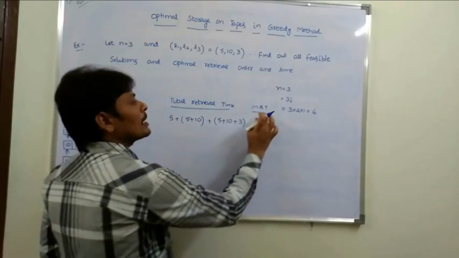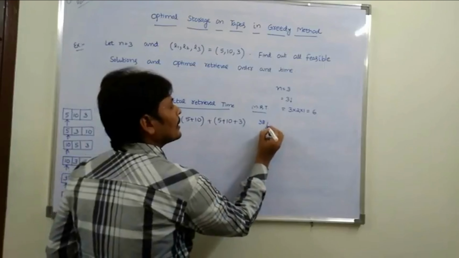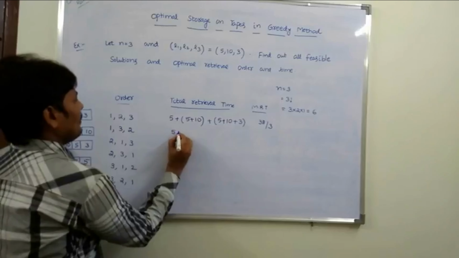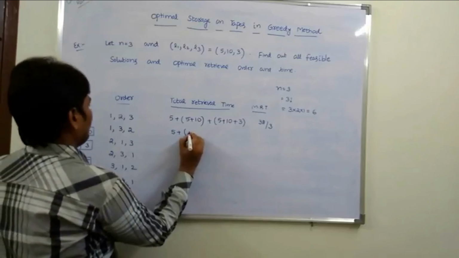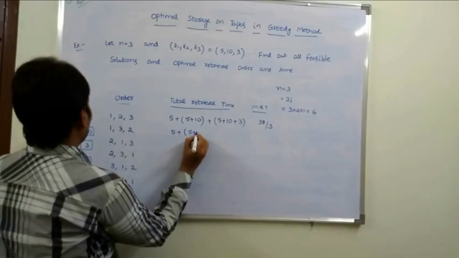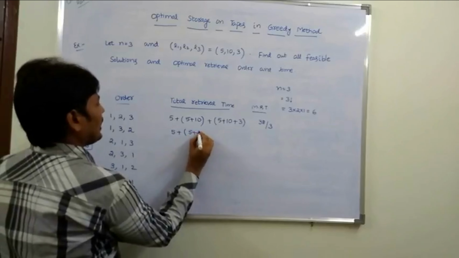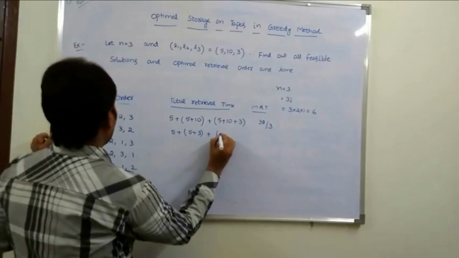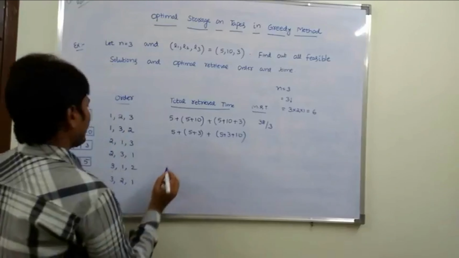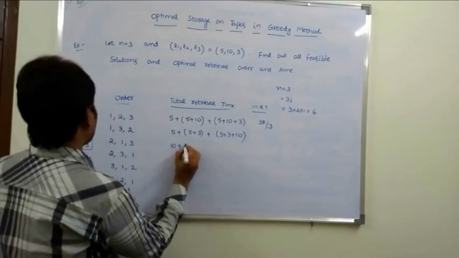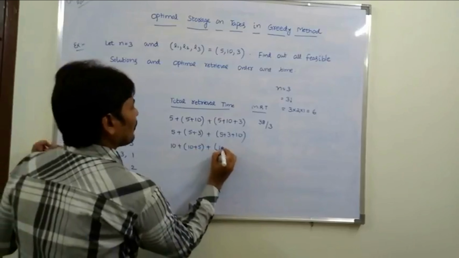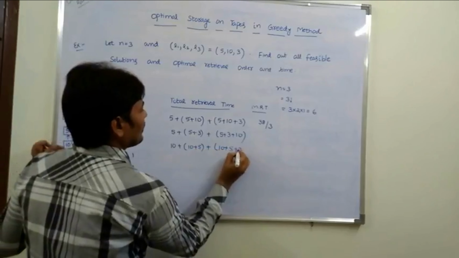Mean retrieval time is nothing but 38 by 3. Next, in this way, 5 plus 3 plus 5 plus 3 plus 10. Next, this way, 10 plus 5 plus 10 plus 5 plus 3.